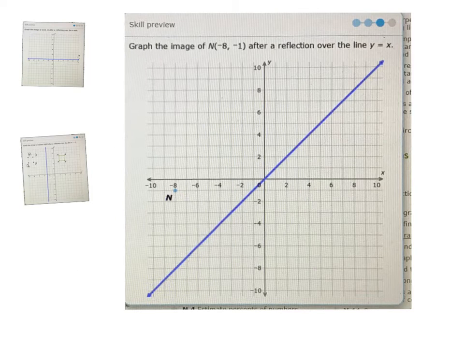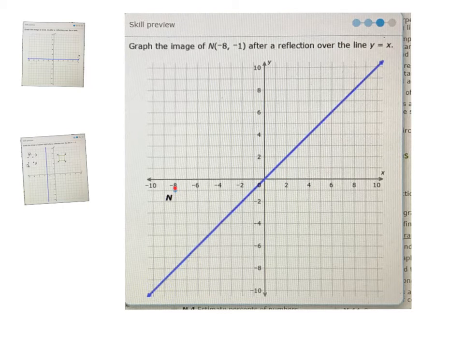This example looks a bit confusing to kids because the line of reflection is on a diagonal, but it's exactly the same concept, and some might even say it's a little easier. Graph the image of n at -8 and -1 after a reflection over the line of x equals y. This is called x equals y because when x is 1, y is 1. X is 2, y is 2.